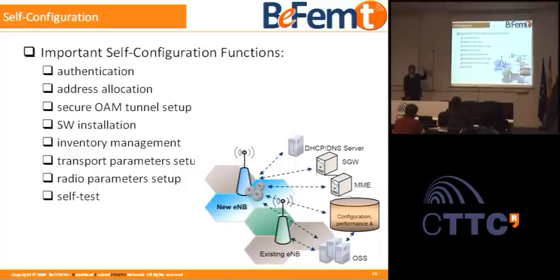Authentication, meaning this eNode B is really my eNode B. It's not a fake operator who's putting in an eNode B. Address allocation, so you're able to actually identify that eNode B. It needs an IP address, it needs a cell ID, it needs a whole set of IDs actually, which in my opinion is also a failure of the 3GPP approach, because they should have worked with a single ID, which may have been the IP address, or the MAC address, or whatever it be. So therefore, you need a whole set of address allocations. You need a secure tunnel setup to your operating center, software installment, inventory, transport parameter setup, radio parameter setup, and then the self-testing. This is what you need to do in this phase.